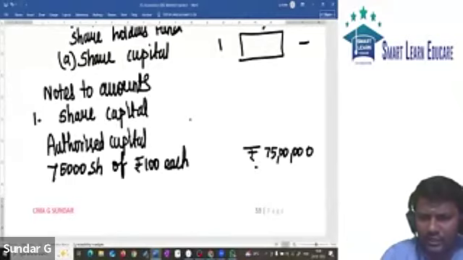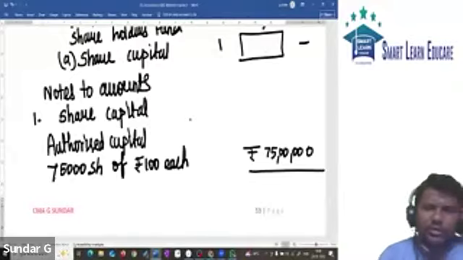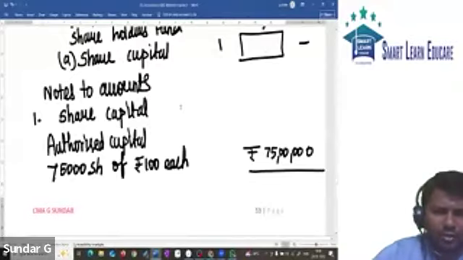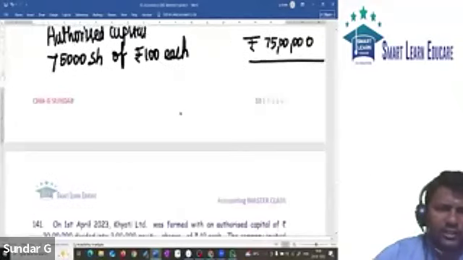But this is not considered for total. We will not consider it for total. So this amount is not considered for total. Authorized capital is over, next is issued capital.